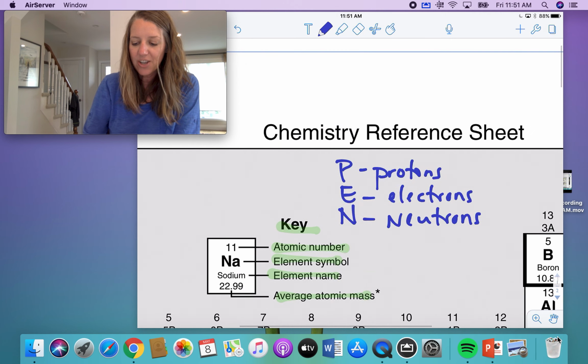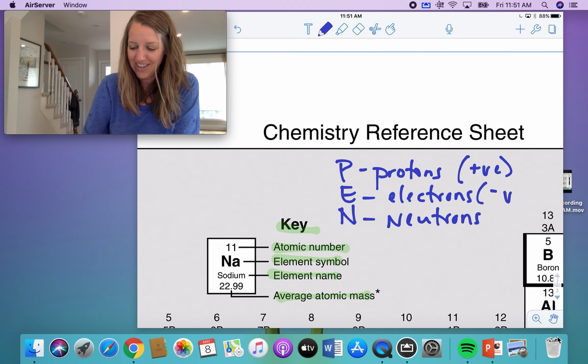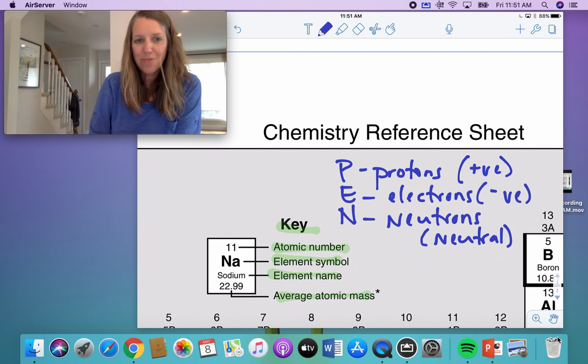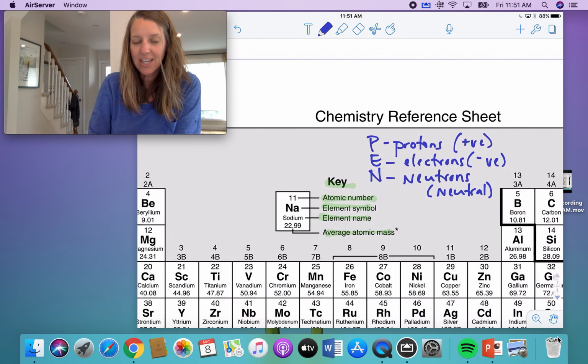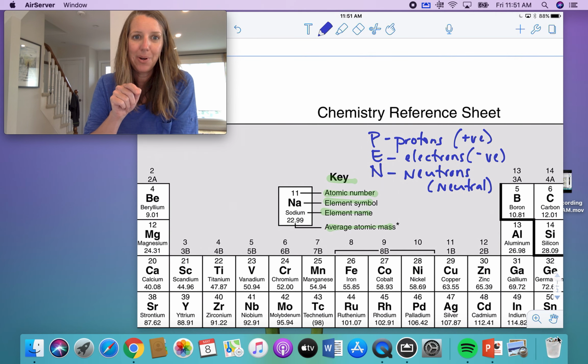Okay, protons have what charge? They are positive. Electrons have what charge? They are negative. And neutrons are neutral. Okay, so what determines the atom that you're dealing with? It has to do with the number of protons in the nucleus of the atom.